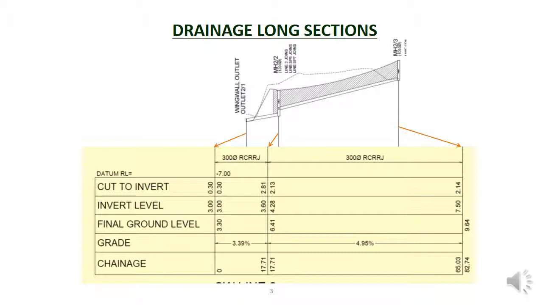So the pipeline between manhole 2-2 and 2-3 is 65.03 meters long, and manhole 2-3 is 82.74 meters from the end of the line. This information can be presented differently in a table, so it takes a bit of thinking to establish what the numbers mean. But once you know how to read the long section, you can obtain most of the information you need to build the drainage system.